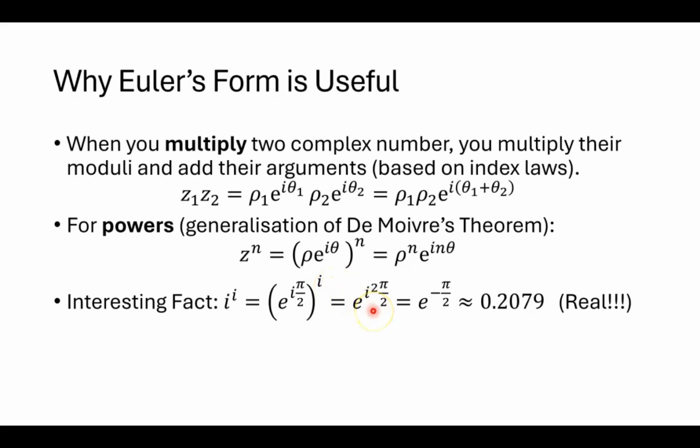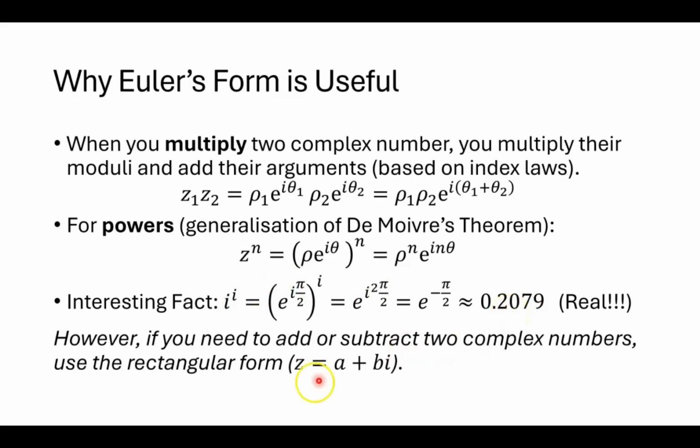And then you can again use index laws. So basically, why is Euler's form useful? Because you can use index laws all the time. This will be e to the power of i squared times pi over 2. The definition of i squared is negative 1, right? So you have e to the power of negative pi over 2. In decimal form, this has an approximate value of 0.2079. And this is a real number. So it's very bizarre. You find an imaginary number raised to an imaginary number, and you get a real number out.